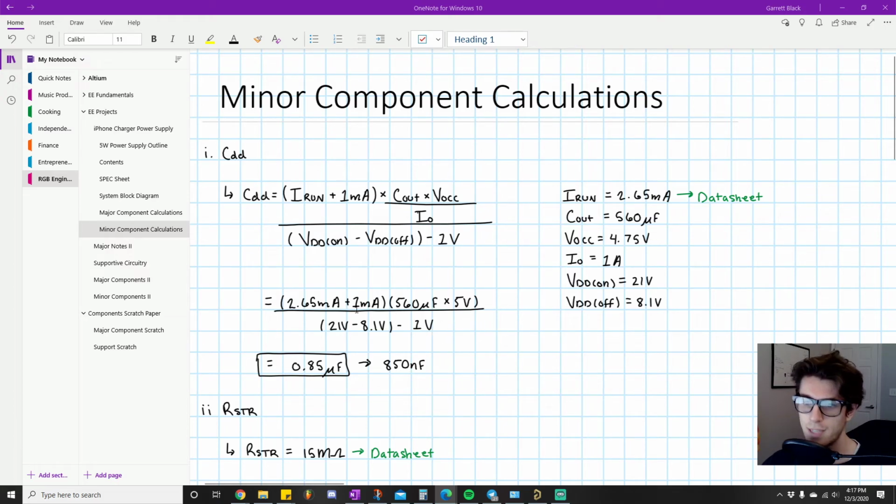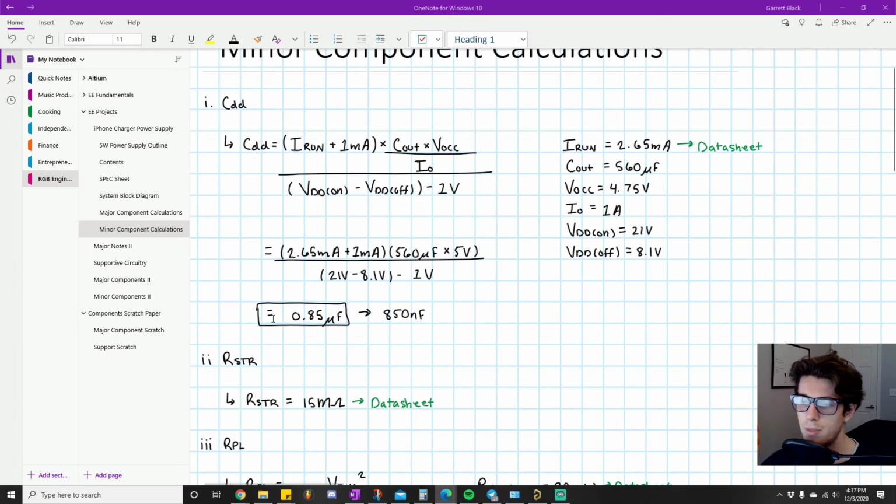So when you plug all these numbers in, this is what I was talking about with forgetting the units part. Just know this is times 10 to the negative 3, and so is that one. That's 10 to the negative 6. Because what happens when you multiply amps times microfarads times volts divided by volts? How does that give you farads? Don't ask me, but just know our value comes out to be around 0.85 microfarads or 850 nanofarads.